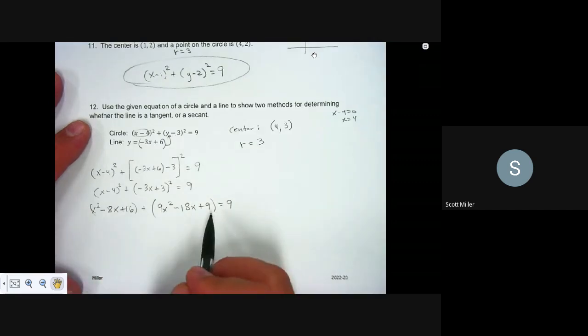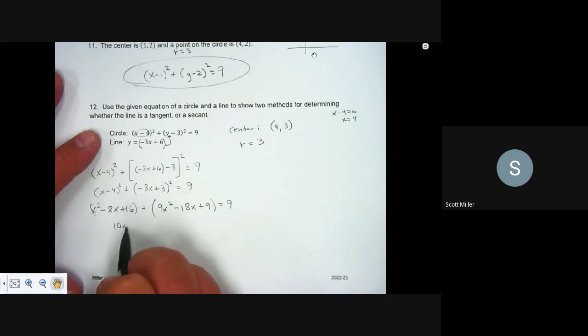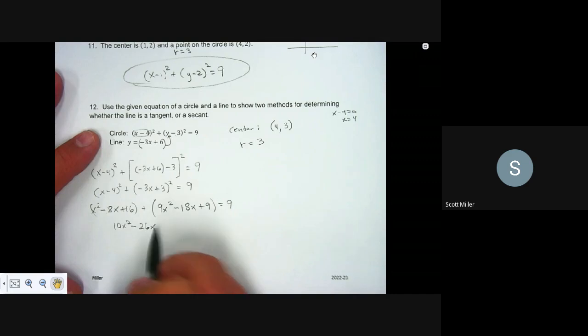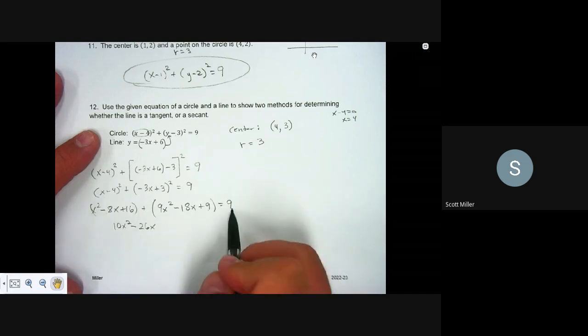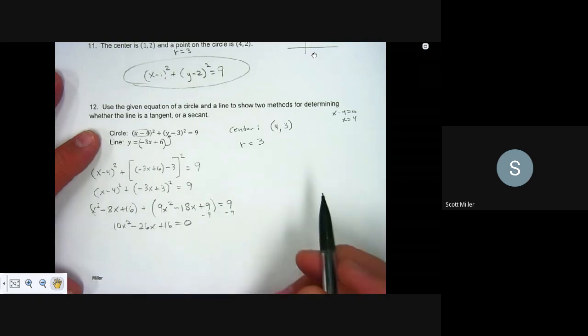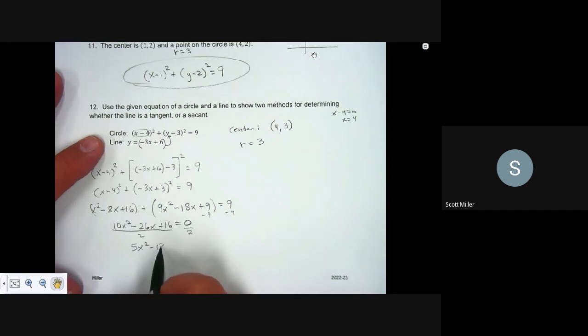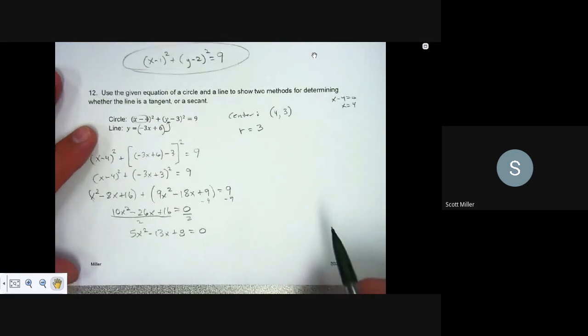So this is all going to be quadratic stuff. Bring everything together on one side. That plus that is going to be 10x squared. That plus that is going to be minus 26x. Okay, this is a 9. I have to subtract the 9 to get a 0 over here. So that 9 is gone, and I'm left with just plus 16 equals 0. These are all even numbers, so I'm going to divide everything on both sides by 2. And so then I get 5x squared minus 13x plus 8 equals 0. Makes it a little bit easier to solve.